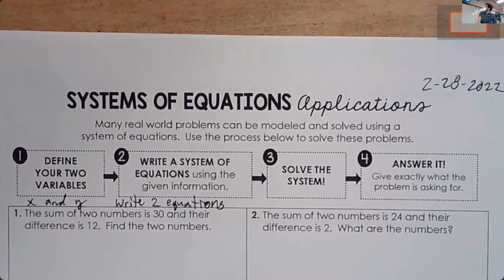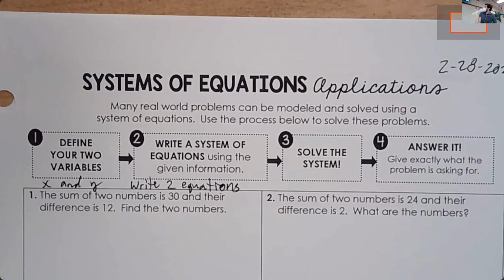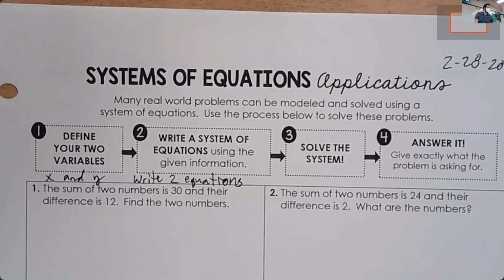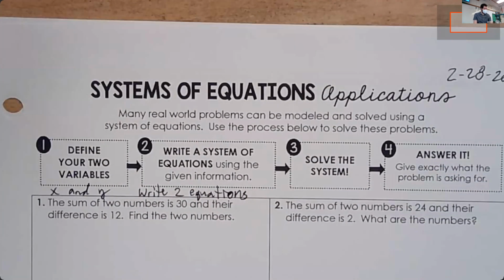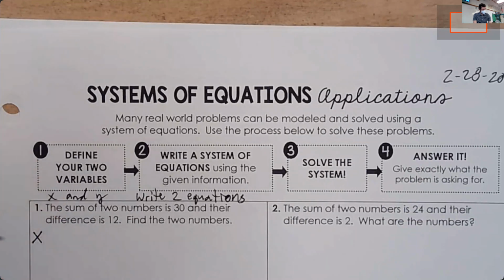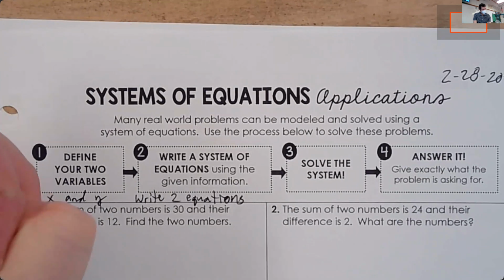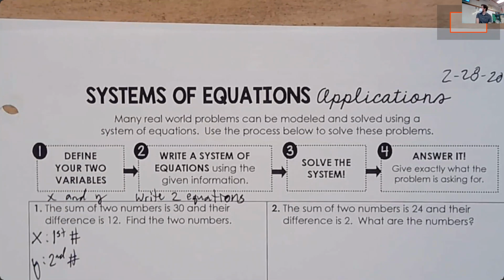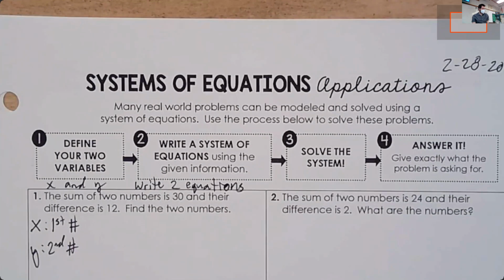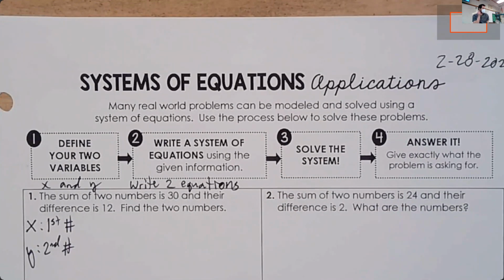So problem number 1, it says the sum of two numbers is 30 and their difference is 12. Find the two numbers. So the first thing we need to do is define our variables. We'll say x will be the first number, and then we'll say y will be the second number. X is the first number, y is the second number. And what we need to do is write two equations based on what we know about these two numbers.